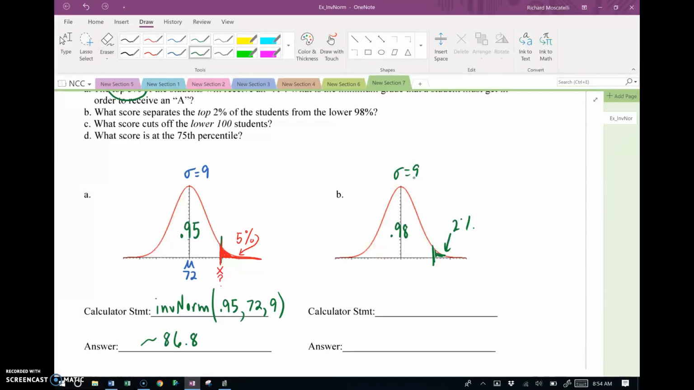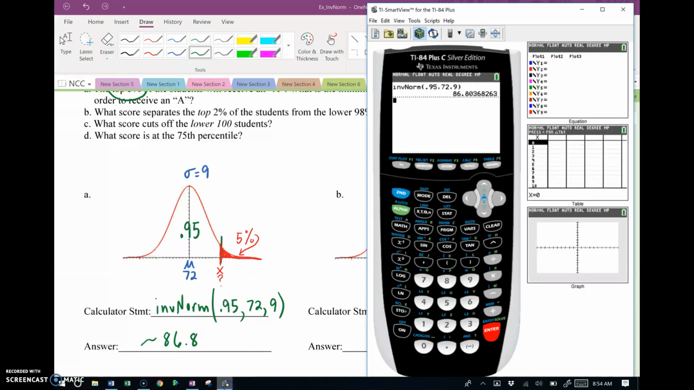So, virtually the same question. So, inv norm, area on the left, which is 0.98. The mean is 72, and the standard deviation is 9. Let me put my mean on here. All right, so let's go ahead to the calculator. These letters A and B are virtually the same question. So remember, if you have the statement up there, if you hit second enter, all I have to do right now is change this to 0.98.